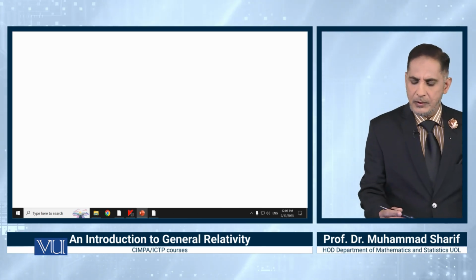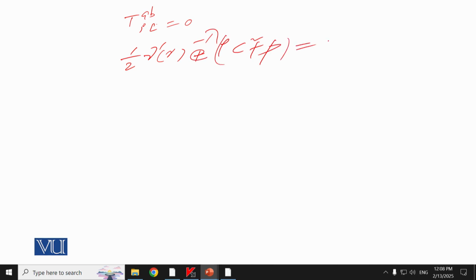In fact, if we calculate the covariant derivative of the energy momentum tensor, we find this expression. I am not going into the detail. You can calculate the covariant derivative. This is very simple, and we have already done this, plus e raised to power minus lambda (rho c square plus p) is equal to 0.